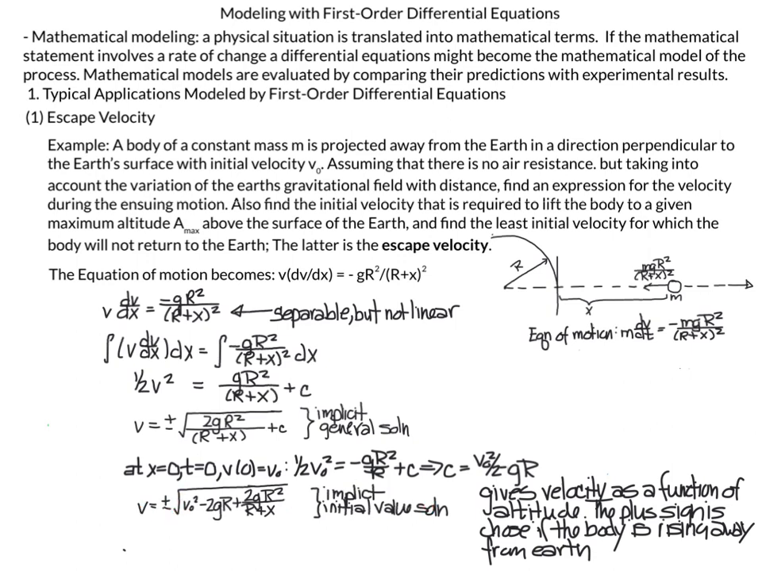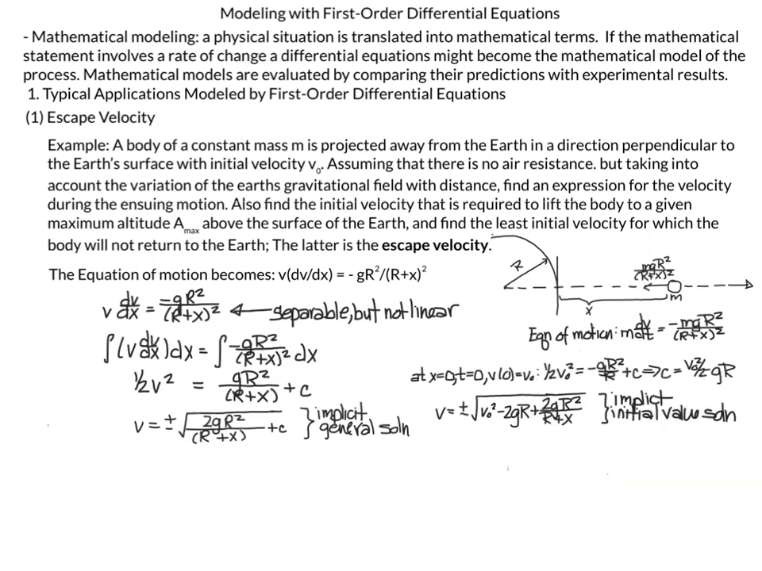Plugging that back in for c here, I get the implicit initial value solution, which is v is equal to plus or minus the square root of v naught squared minus 2gr plus 2gr squared over r plus x. So this gives velocity as a function of altitude x. The plus sign is chosen if the body is rising away from Earth.